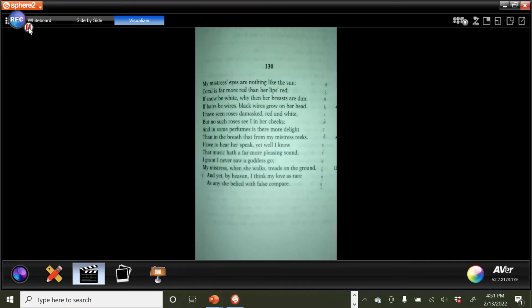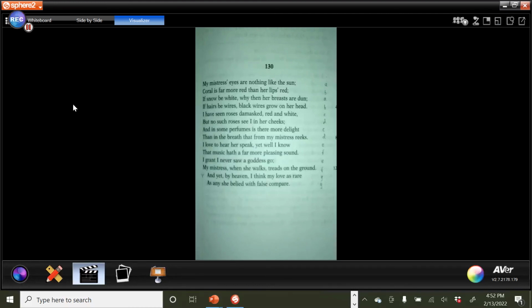His love for her is rare, presumably because it is not based on looks alone. It's not based on superficial things, but on deep down things. And so then he says, as any she belied with false compare. So the word belied means, quite literally, misrepresented.